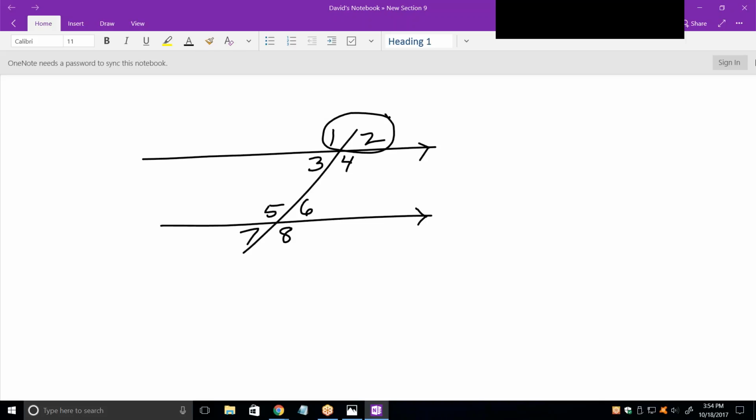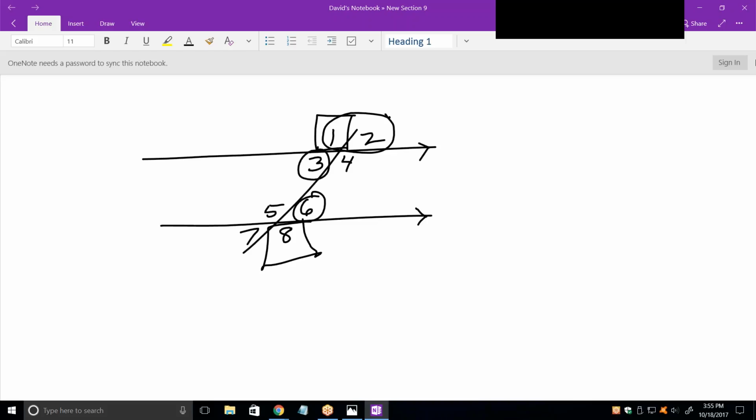Now, I realize the way they teach geometry, they teach you about alternate interior angles are equal. Then they teach you about alternate exterior angles are equal. You realize why those are called 3 and 6 are alternate interior and 1 and 8 are alternate exterior. Yes. Okay?